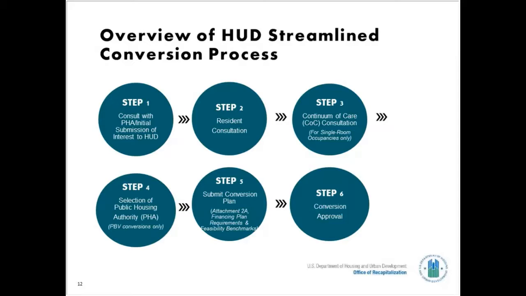Of course, I'm going to go into a little bit more detail further on in the presentation. This is just a high-level overview of the streamlined process. So when you have pulled together all your documentation to complete the conversion plan, and we've reviewed it to make sure that it meets the requirements of the notice, you will get a conversion approval in step 6. And that is a letter that will detail the terms and conditions of your approval.